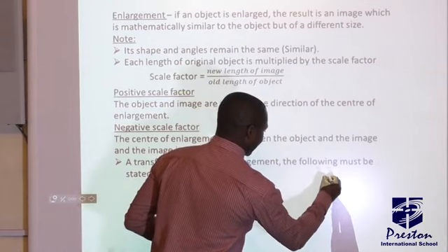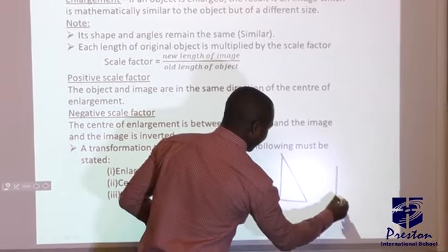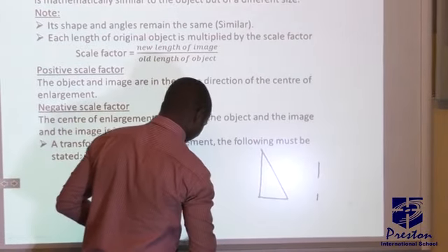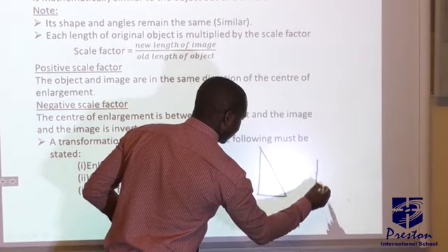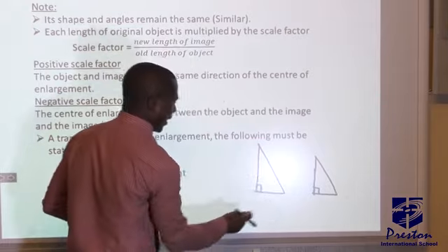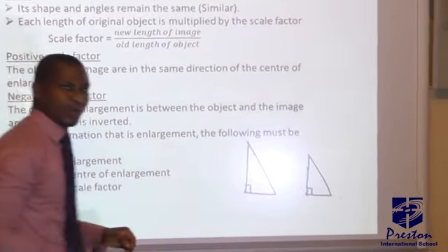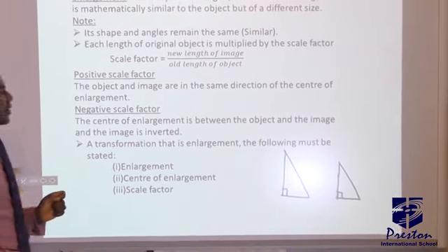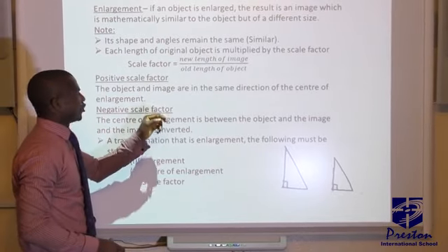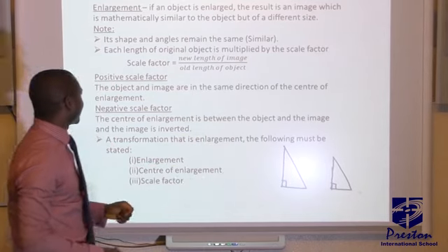Take for instance, if I have this triangle, I can enlarge this. Now we can have this to be the enlargement of this, and we can as well have this to be the enlargement of that. Now under enlargement, we have what we call the scale factor. Now how do we get the scale factor? The scale factor is new length of image over old length of object.